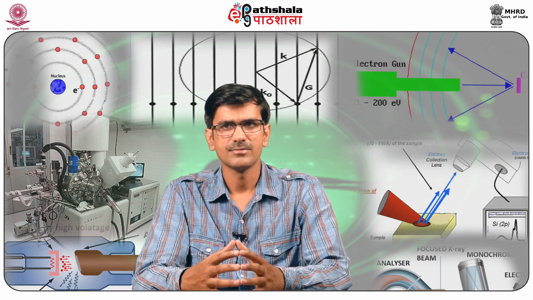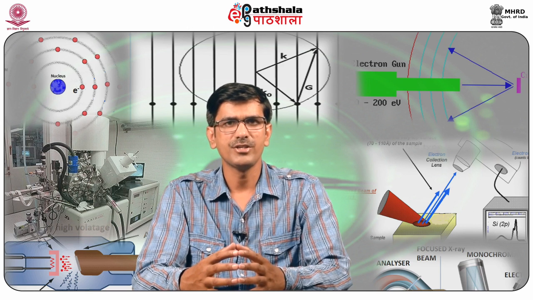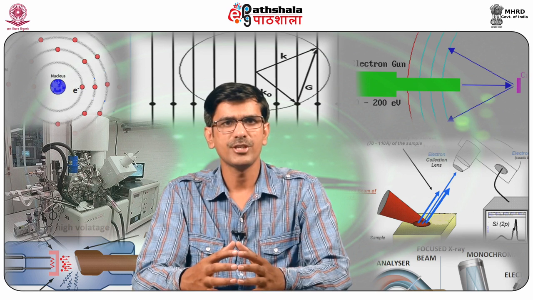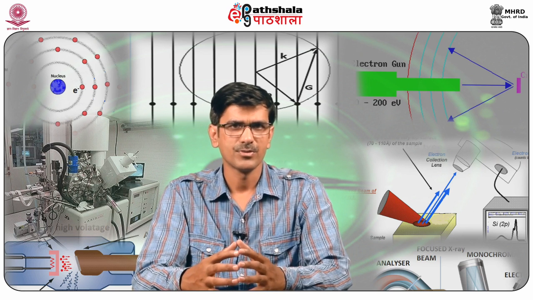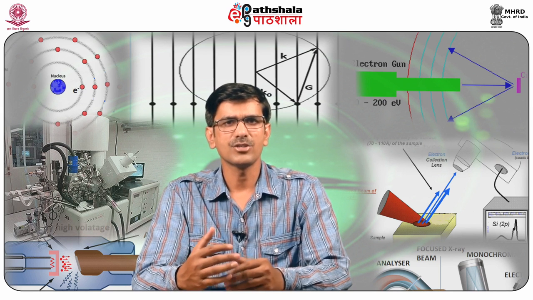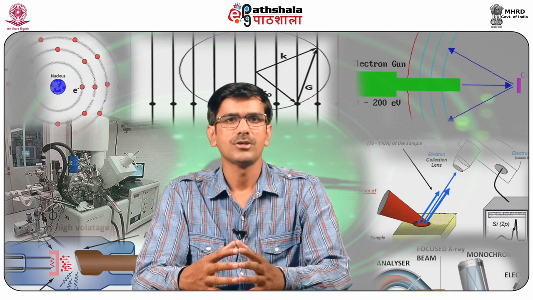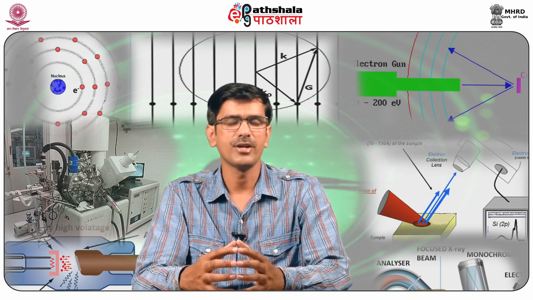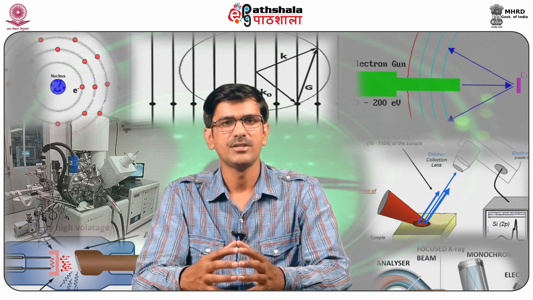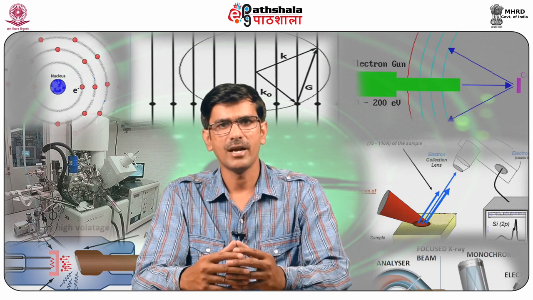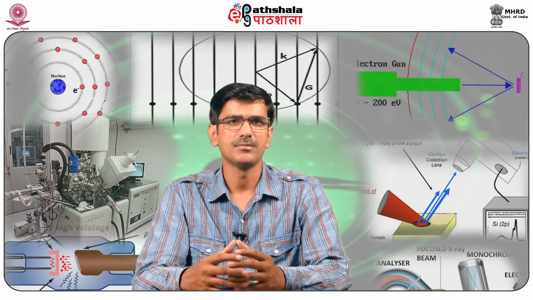XRD analysis is based on constructive interference of monochromatic X-rays and a crystalline sample. The X-rays are generated by a cathode ray tube, filtered to produce monochromatic radiation, collimated to concentrate, and directed towards the sample. The interaction of the incident rays with the sample produces constructive interference when conditions satisfy Bragg's law, that is n lambda is equal to 2d sine theta. This law relates the wavelength of electromagnetic radiation to the diffraction angle and the lattice spacing in a crystalline sample.